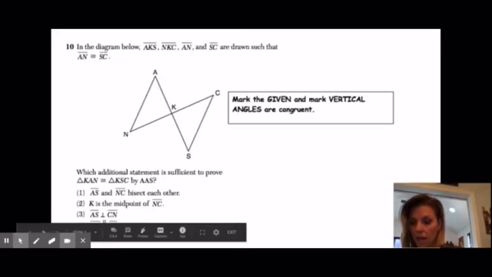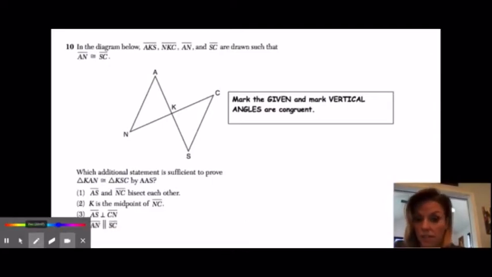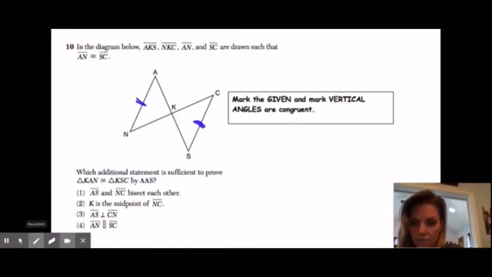Number 10. You've done this exact problem. I think Mrs. Natalizio's, you guys have done it as well. But let's look here. It says in the diagram below, we have all these lines, I'm not going to read it to you, shown such that AN, this guy, is congruent to SC. Which additional statement is sufficient to prove the two triangles are congruent, and it gives you a stipulation by angle, side? Well, let's talk about a couple things.